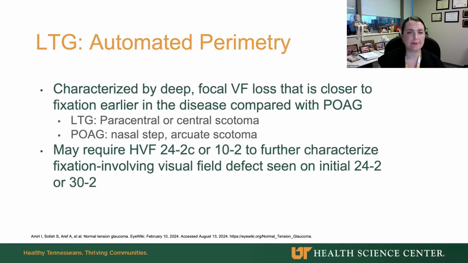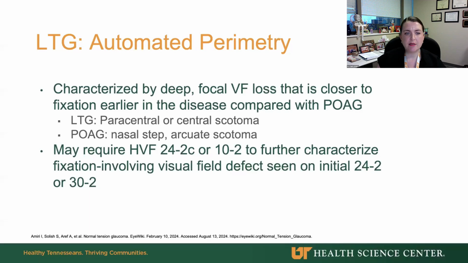So getting specifically into automated perimetry, low tension glaucoma patients, their visual field loss is characterized by deep and focal loss that is closer to fixation earlier in the disease compared with primary open angle glaucoma patients. So specifically, they can have paracentral or central scotoma versus the nasal step, which then can progress to arcuate scotoma in primary open angle glaucoma.